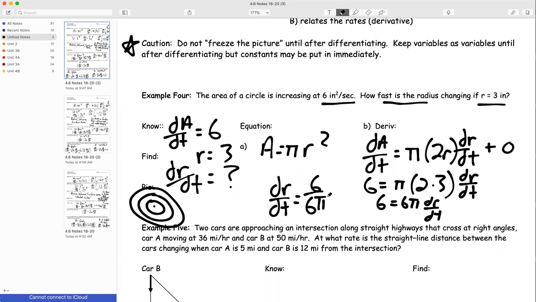And that is measured in, the radius is measured in inches. Time is measured in seconds. And also, if this were a calculator, you can write that as a decimal, which would be 0.318 inches per second.